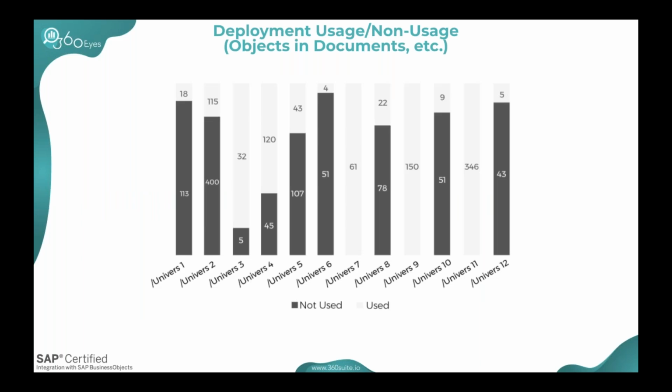And then this is a report that shows what's available in the universes or what's used or not used. So looking at the objects, in the dark columns, the first one on the left, 113 objects, those aren't used in the universe, whereas only 18 are. And this means that those 113 objects don't exist on any document in the environment. So this can give you some insight into whether you need to consolidate some universes, remove some universes, that kind of thing.